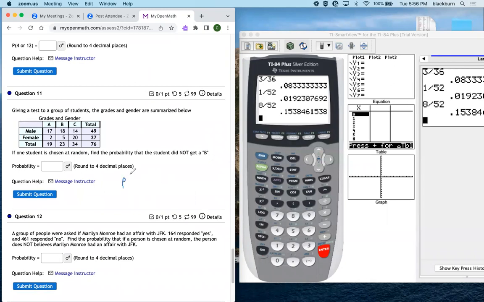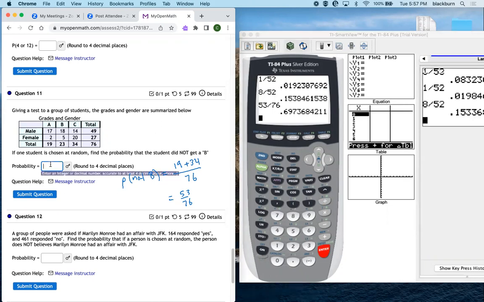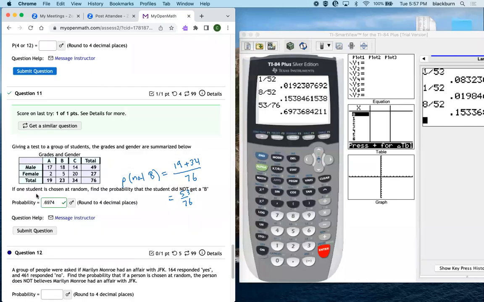So probability of not B. There's 19 plus 34 who didn't get a B over 76 total. So I think that's going to be 53 over 76, 4 decimal places again. And it looks like we get 0.6974. All righty.